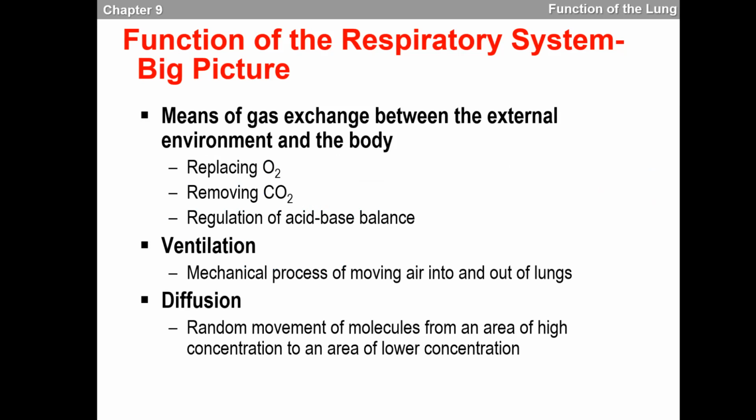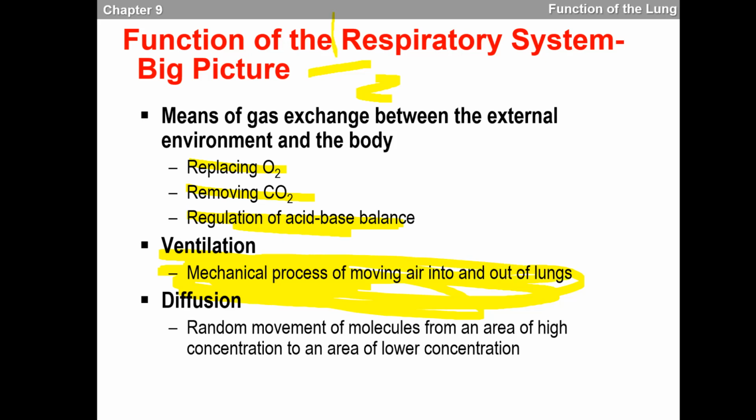Right, same thing, very similar to the cardiorespiratory system because this is half of that system. So replace O2, remove CO2, and regulate acid bases. Ventilation, right? This is the mechanical process. This has nothing to do with oxygen being used or carbon dioxide being moved. This is just the mechanical portion. But obviously, if we increase ventilation, there are chemical reactions to it that occur.